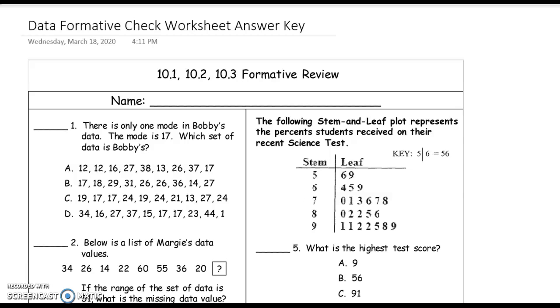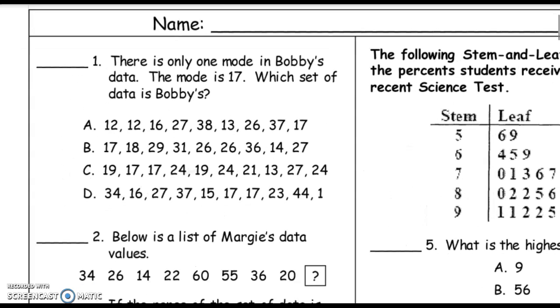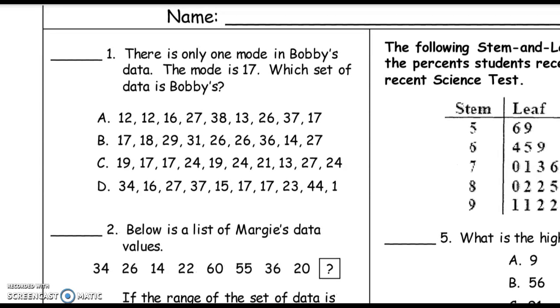Okay, the first one. There is only one mode in Bobby's data. The mode is 17. Which set of data is Bobby's? So if I go through, it looks like the mode for the first one is 12, so that's out. The mode for B is 26, so that one's out. I'm looking for a mode of 17. This one has a mode of 17.